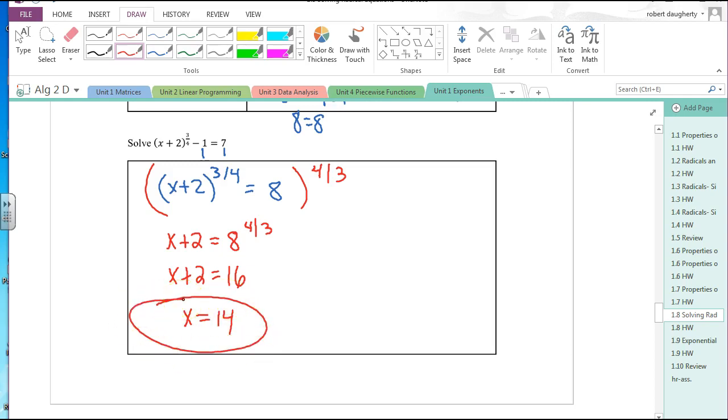X is 14. Now I can check my answer. If I plug in a 14 here, what's 14 plus 2? Come on, guys. 14 plus 2? 16. What's the 4th root of 16? 2. What's 2 cubed? 2 cubed is 8. What's 8 minus 1? 7. This works, okay? So I did that in my head, but you can write all of that down. This is a valid solution, okay?